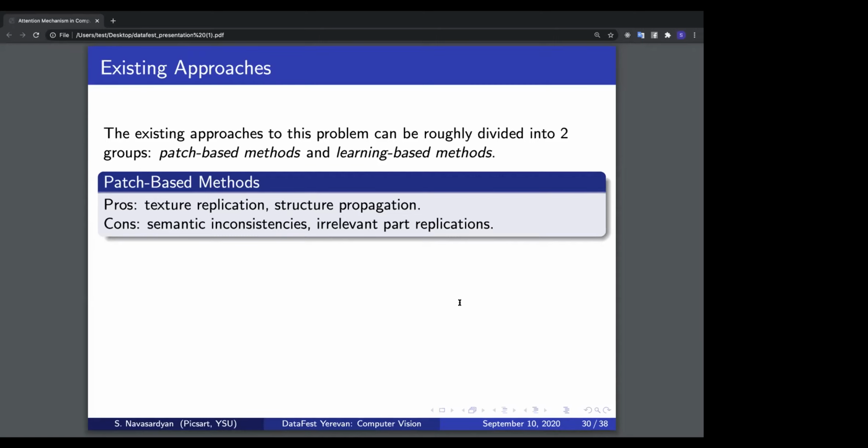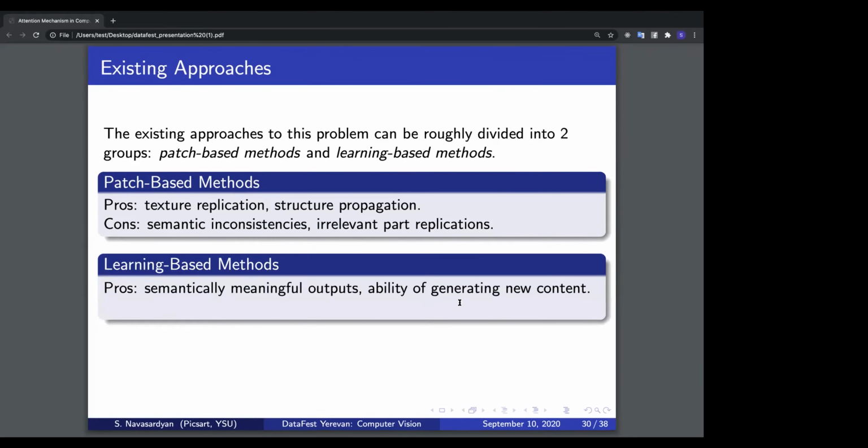But there are some drawbacks concerning semantic inconsistencies. For example, if you want to use patch-based methods for completing the missing part in a face, you will end up just with nonsense. Because, for example, if eyes are missing in the face image, patch-based methods can never recover them because there is no information which the patch-based method can use to recover this part.